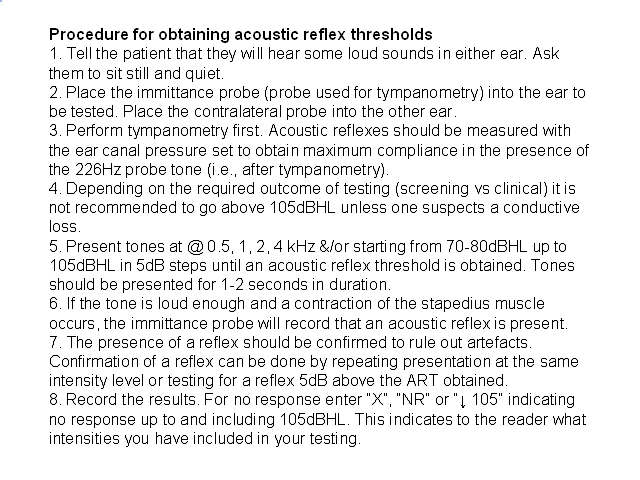Record the results. If there is no response, either enter X or NR or a downward arrow with a 105 indicating no response up to and including 105 decibel hearing level. This indicates to the reader what intensities you have included in your testing. Look for the presence or absence of the stapedial reflex, an acoustic reflex threshold, and acoustic reflex decay or adaptation if it is tested.